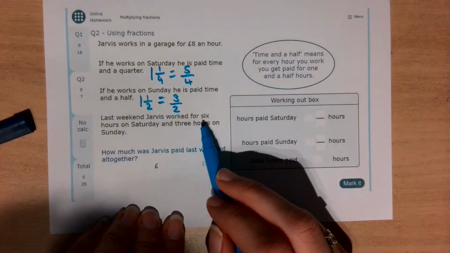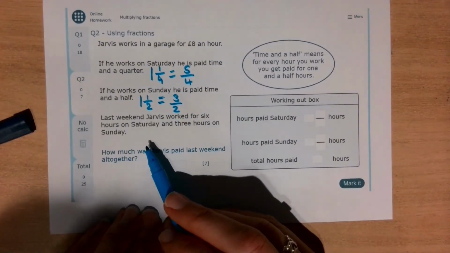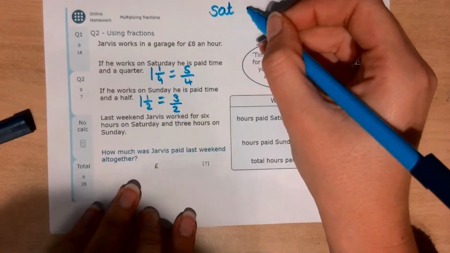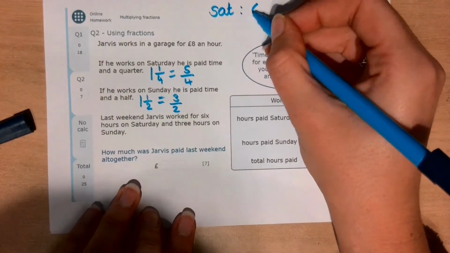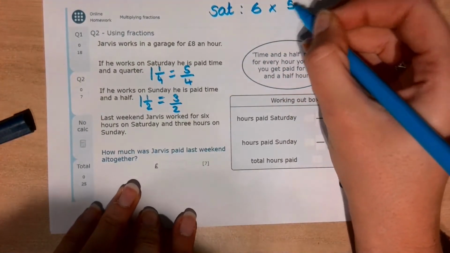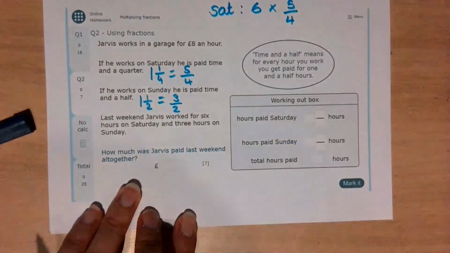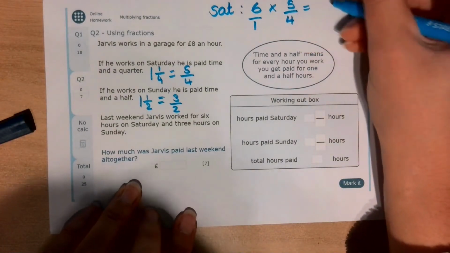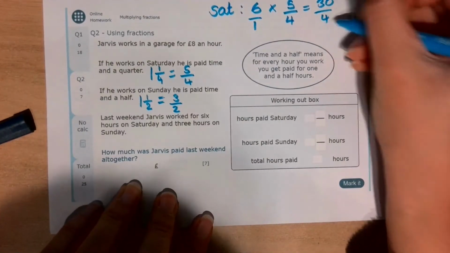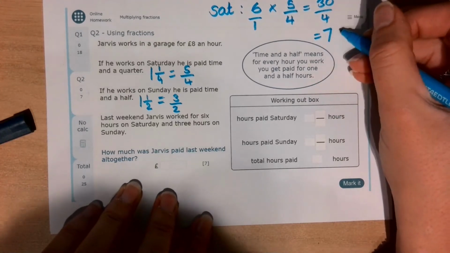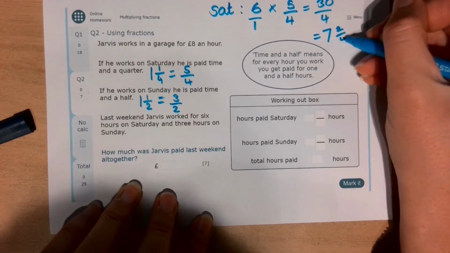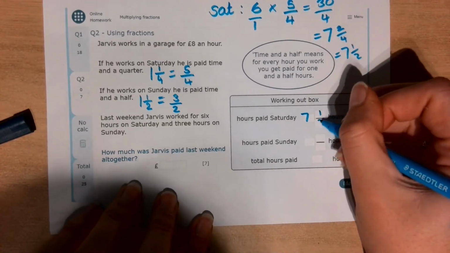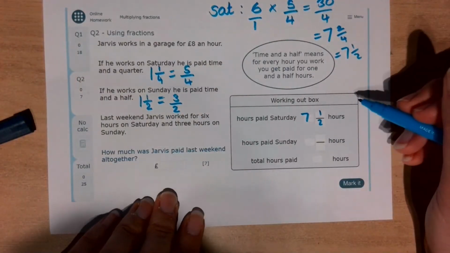Last weekend he worked for 6 hours on Saturday and 3 hours on Sunday. Let's have a look at that. So Saturday he worked 6 hours and he was paid at time and a quarter. Remember, 6 whole ones is like 6 over 1. 6 times 5 is 30. 1 times 4 is 4. 30 over 4 is 7 and 2/4, which is 7.5. So on Saturday he was paid 7.5 hours. That's how the working should be set out there.